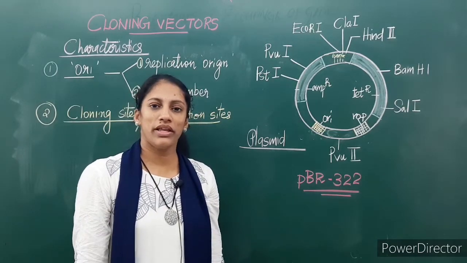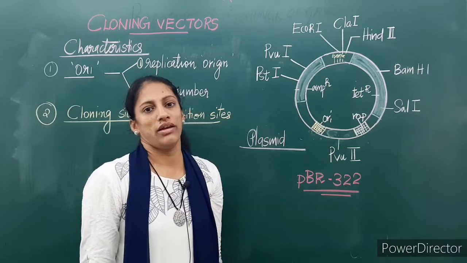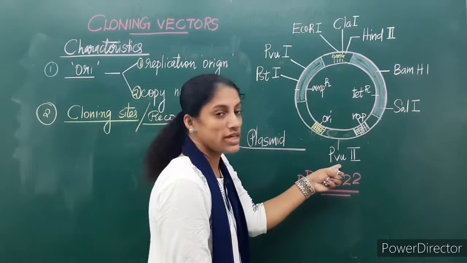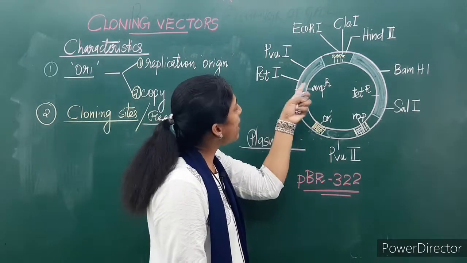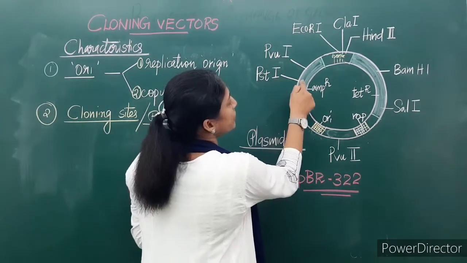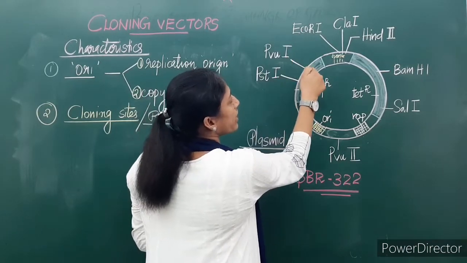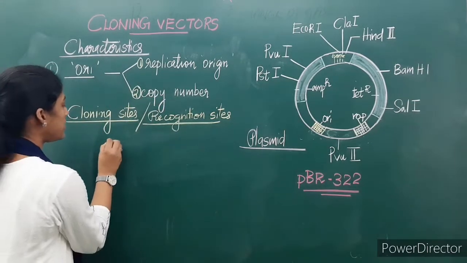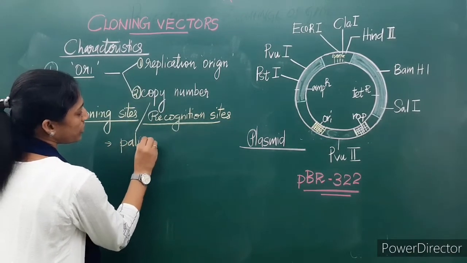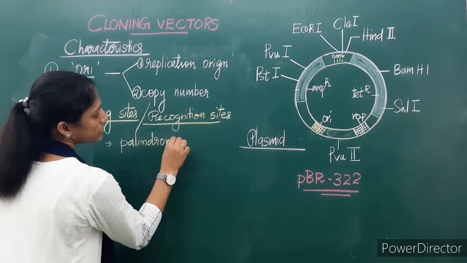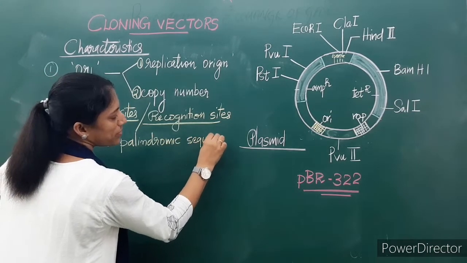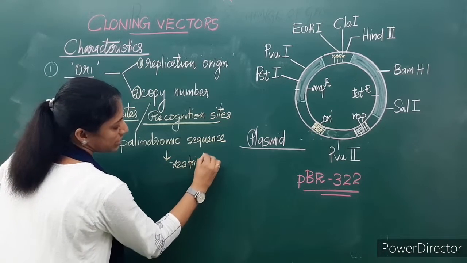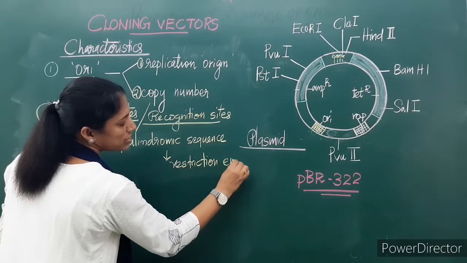We can produce recombinant DNA only if we are able to cut the DNA. Okay. So, what do all these names indicate? These all indicate the enzymes' names, and this marking indicates that using this enzyme we can cut here. Using this enzyme we can cut here. Okay. So, did you get what a cloning site is? It's a palindromic sequence of what? Palindromic sequence of a restriction enzyme. A cloning site means it's a palindromic sequence of a restriction enzyme. Okay.